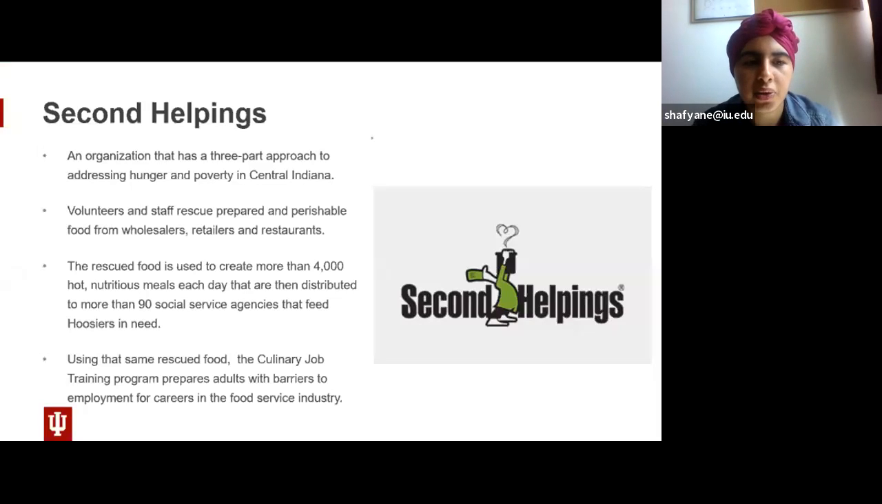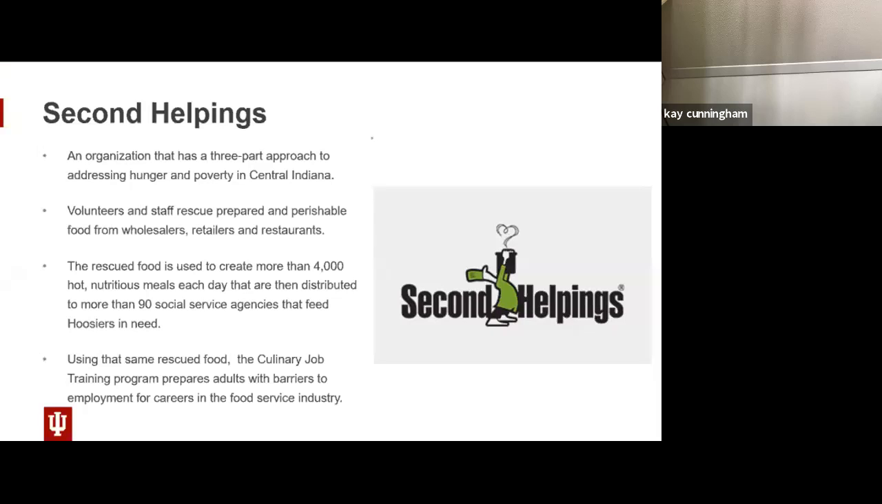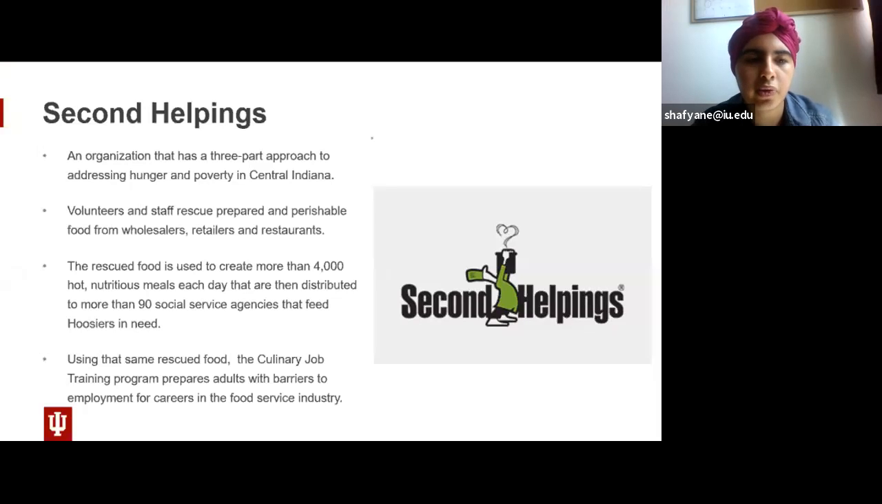Second Helpings is an organization that has a three-part approach to addressing hunger and poverty in central Indiana. Volunteers and staff rescue the prepared and perishable food from wholesalers, retailers, and restaurants. The rescued food is then used to create more than 4,000 hot meals every day that are then distributed to more than 90 social service agencies that feed Hoosiers in need.